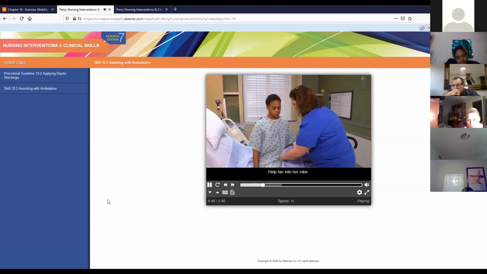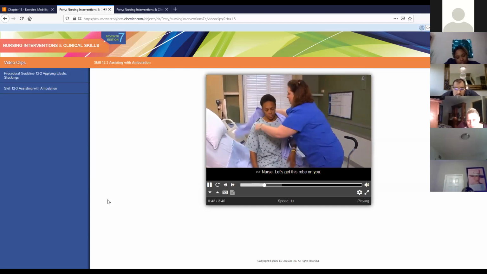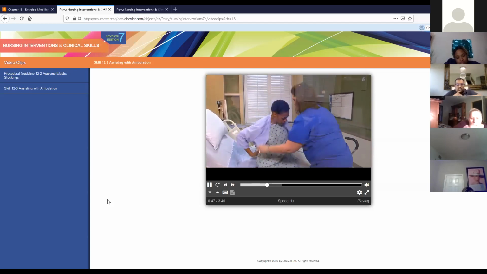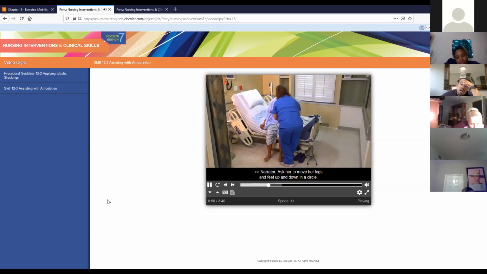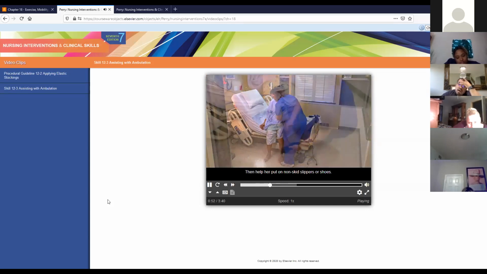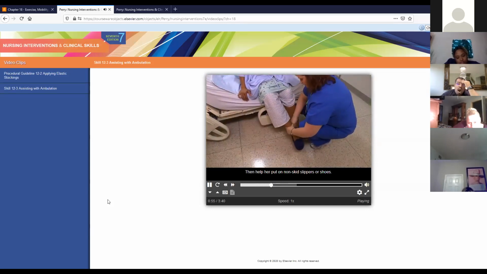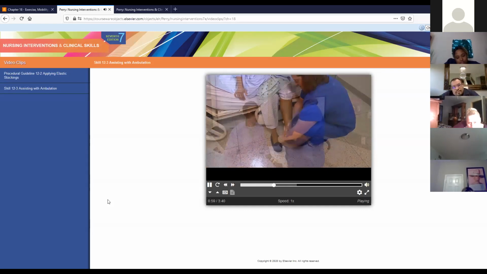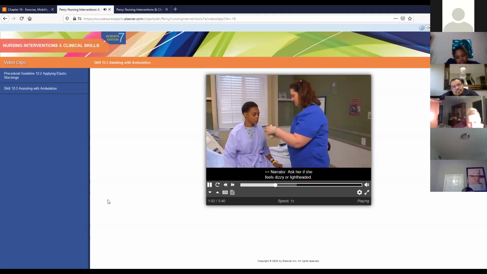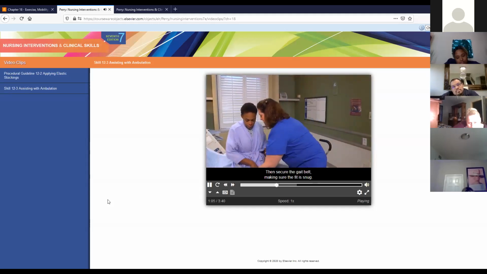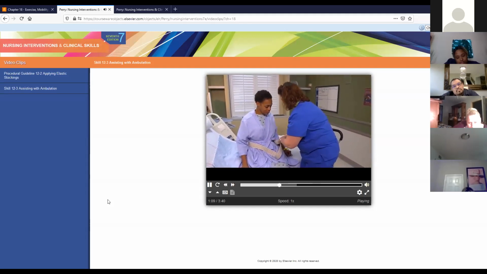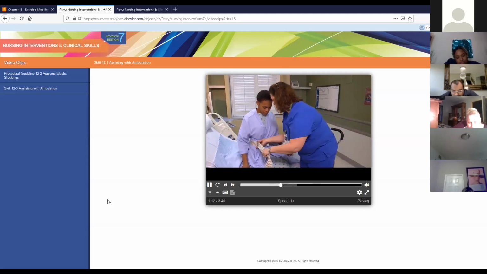Help her into her robe. Let's get this robe on you. Ask her to move her legs and feet up and down in a circle. Then help her put on non-skid slippers or shoes. And how about your left foot? Okay, there we go. Okay, Linda, let me go ahead and get the gait belt. Ask her if she feels dizzy or lightheaded. Then secure the gait belt, making sure the fit is snug. Feel nice and snug? Yes. Good.